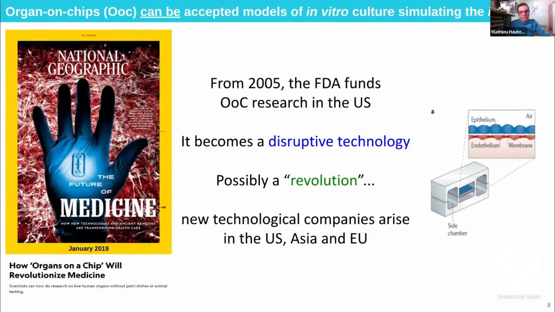how a lot of things that are happening in physiology or pathology are happening, because we can have more reliable models. So from 2005, in the US, the FDA has funded a lot of organ-on-chip research in many different universities and public and private labs. It became a disruptive technology.